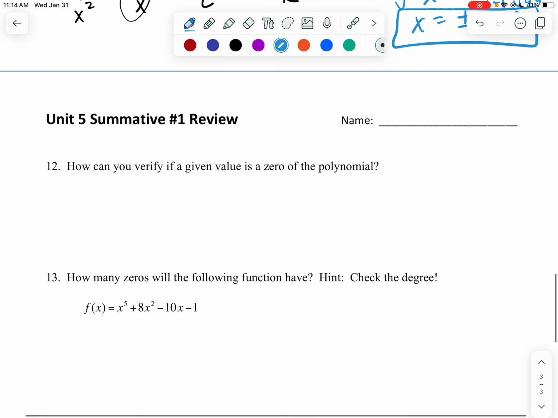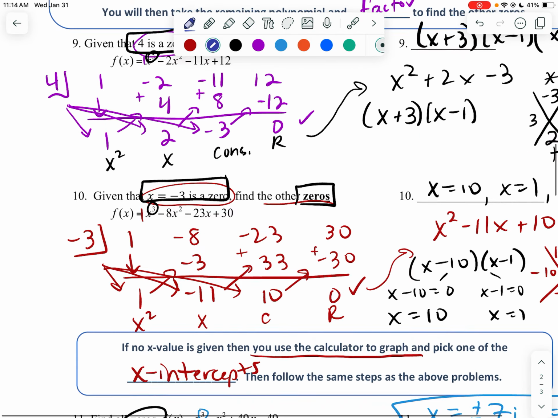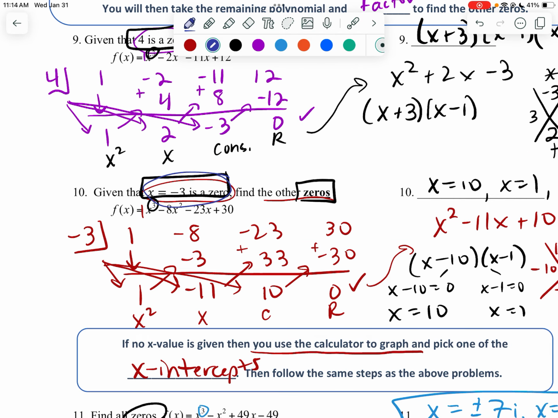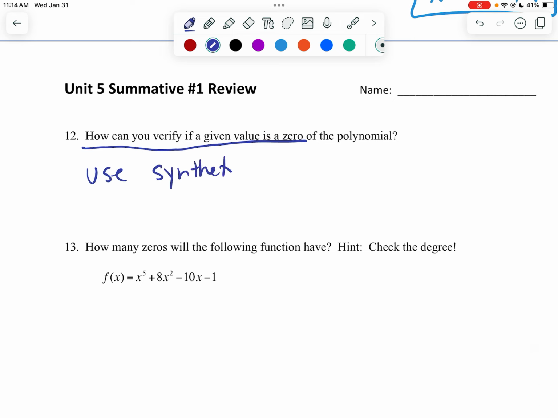Last couple of questions on the back are just kind of how would you do this? How do you verify if a given value is 0? Every question we had where I gave you something, the remainder was supposed to be 0. So that's all you're checking for. Use synthetic division. Check if the remainder is 0. So you're just showing work. And if you get 0, you put a check mark and it's good.